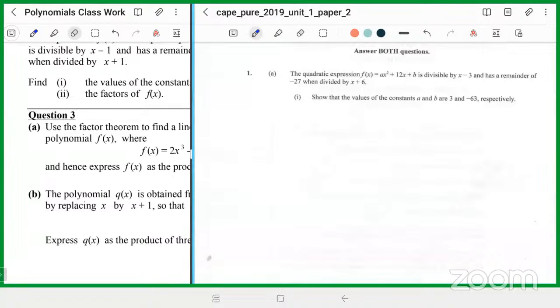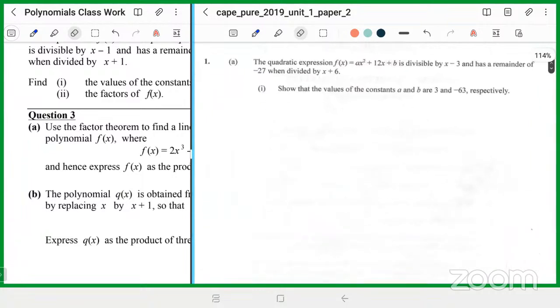It's the most common way to solve these polynomial questions. It tells you this function f of x is divisible by x minus 3, meaning x minus 3 is a factor, and it leaves a remainder of -27 when divided by x plus 6. So this is a factor, and this is a divisor that leads to a remainder of -27. More of the same: 2 unknowns, you're going to get 2 equations. And I'll tell you what the values are supposed to be: a is 3 and b is -63. So let's just do it now.